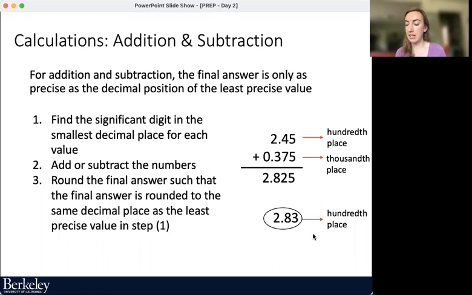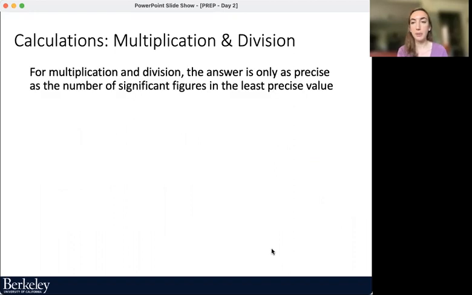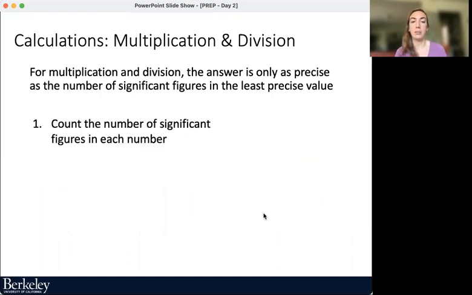So the last thing I want to do today is talk about multiplication and division. For multiplication and division, all we have to do is count the significant figures. I'm going to count the significant figures in each number. In this case, I have 10.2 times 0.40. Practicing our rules, this 10.2 has 3 significant figures, and the 0.40 only has 2, because this 0 in the front is not significant.